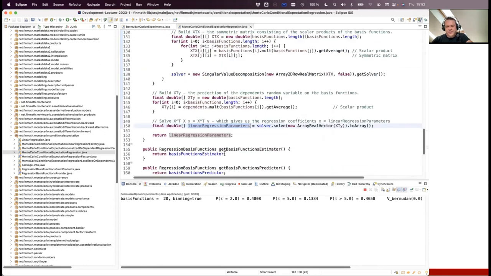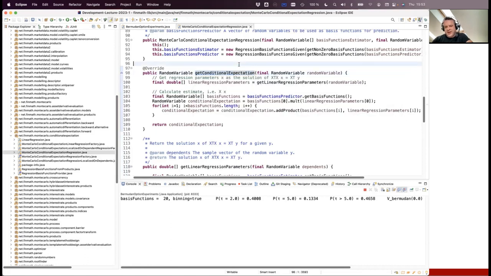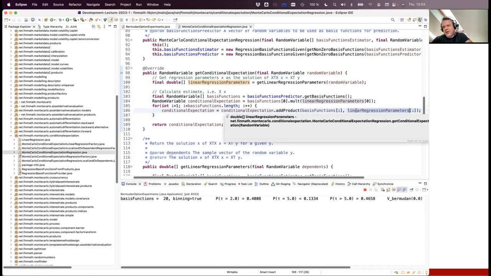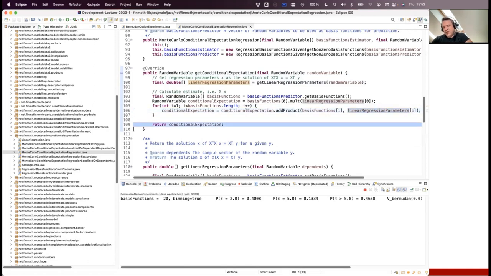Then my conditional expectation is calculated for the given argument: take the alpha star, and then use your predictor basis functions and take the sum over alpha star i times the basis function i, so over your basis function i multiplied with the conditional expectation parameter alpha star i. Take the sum of these. This is your conditional expectation.